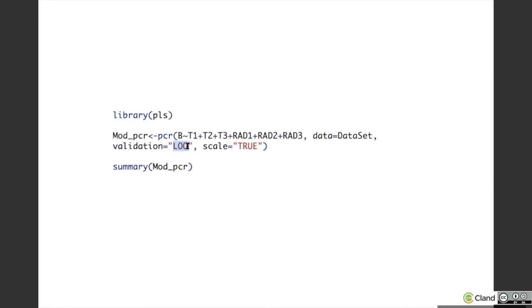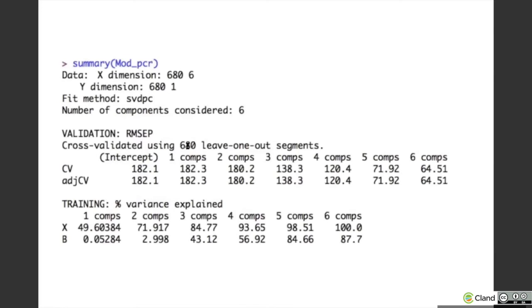And here, in fact, we now understand that this method has one hyperparameter, and the hyperparameter is the number of principal components included in the regression model. If I run this function, I get this output here. The first rows are not very exciting. They just summarize the characteristics of the data set. Here you have 680 rows and six inputs. The response variable corresponds as well to 680 rows, and you have only one response to be predicted. The number of principal components is six, because in principal component analysis, the maximum number of principal components is equal to the number of inputs.